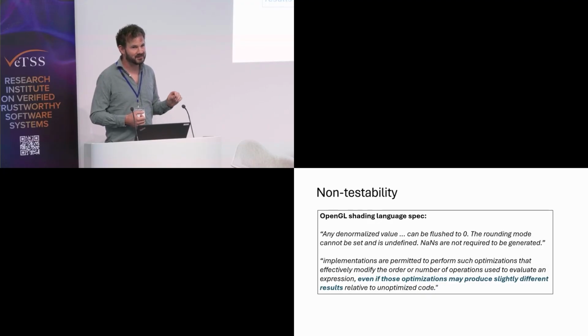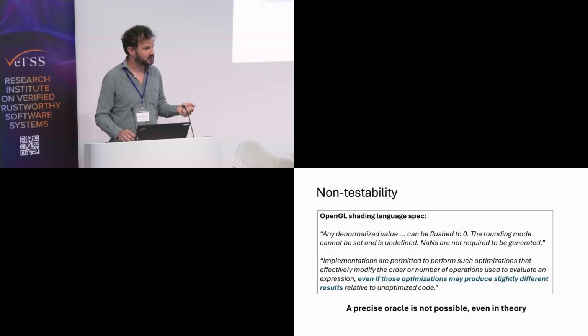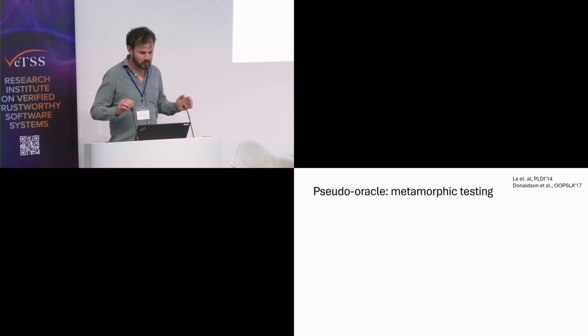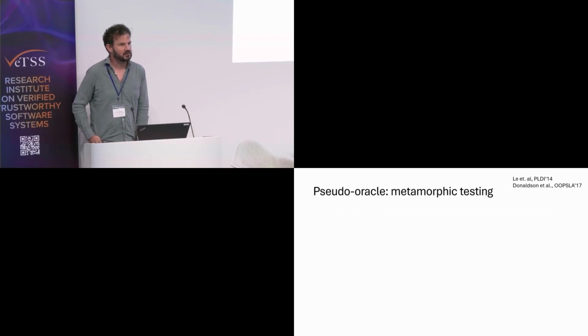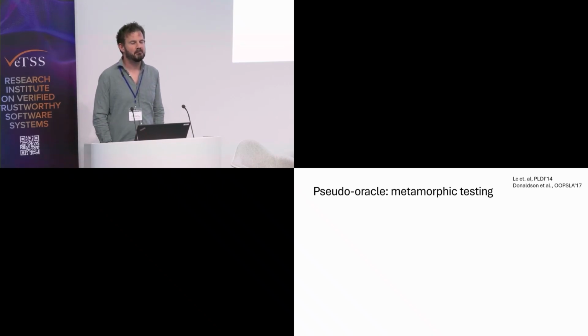Okay, so we do want to be able to test these compilers, but we can't have a precise oracle even in principle. So how can we get around this if we don't have a precise oracle? Well, here's an example of a pseudo-oracle. This is an example of a technique called metamorphic testing applied in the domain of compilers. And this is not GPU compiler specific. This is a technique that can be applied to compilers in general.